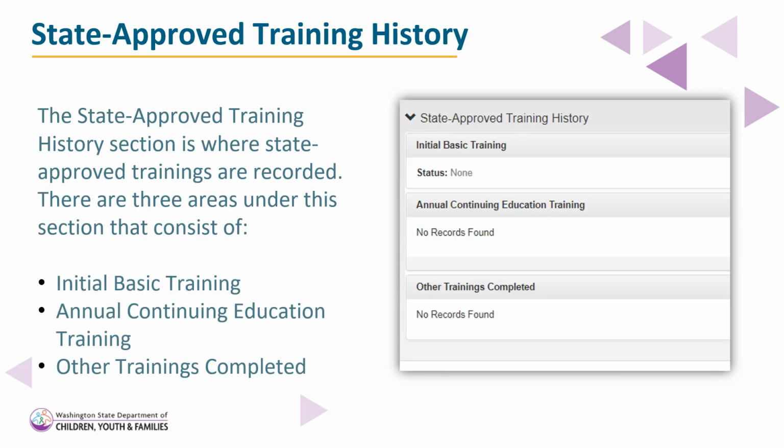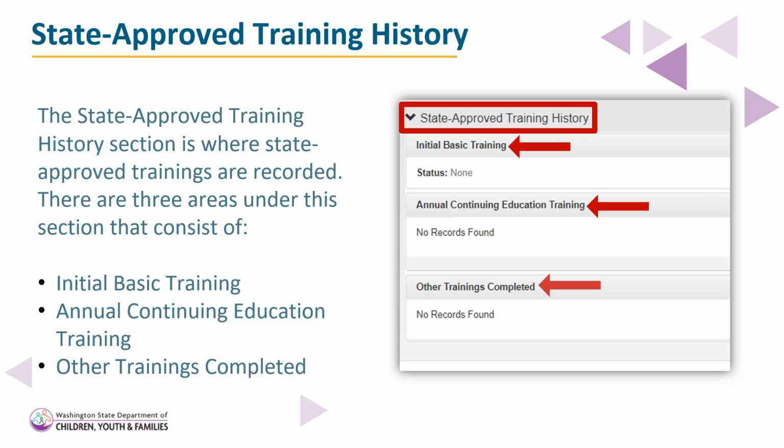Now, let's take a look at the state-approved training history section. This is where state-approved trainings are recorded, and as you can see, there are 3 sections. Initial basic training is where childcare basics and school age basics are recorded. These are also known as the 30-hour basics training. Annual continuing education is where all in-service trainings are recorded. Other trainings completed is for courses that are not eligible for in-service training hours. For example, the child care licensing orientation modules, as well as the electronic attendance training.